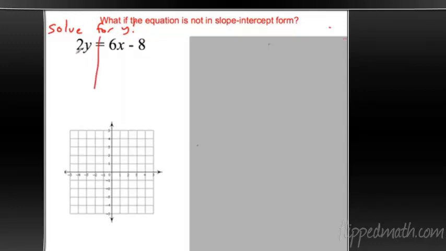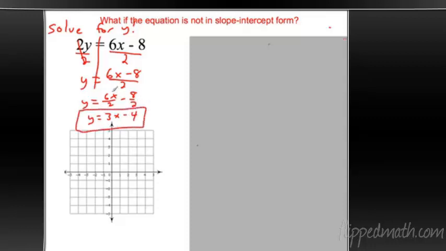I like to draw this line down here. I'm going to divide both sides by 2. So the 2s cancel. I'm left with y equals 6x minus 8 divided by 2. And I can split this up as 6x divided by 2 minus 8 divided by 2. Can I simplify that a little bit? Sure, 6 divided by 2 is 3, so I have 3x. 8 divided by 2 is 4, so I have this. Now I am in slope-intercept form.